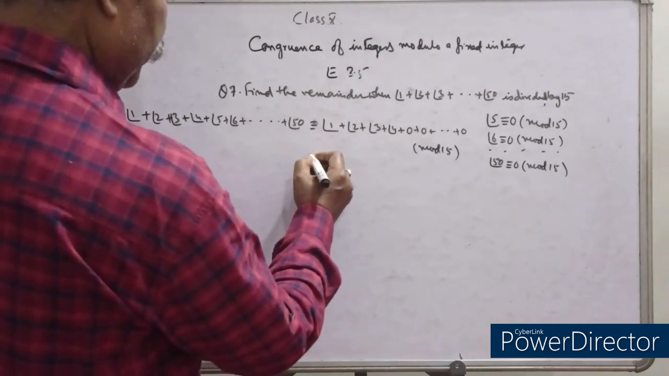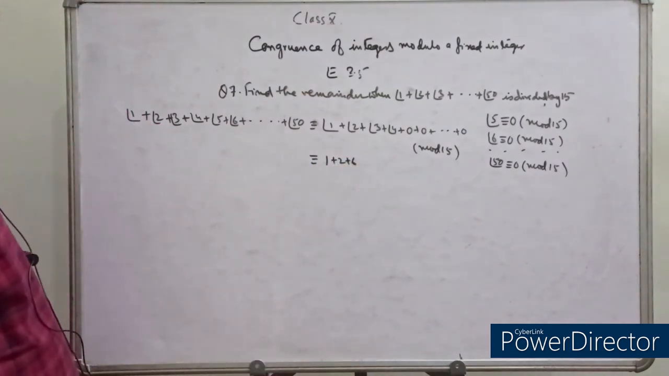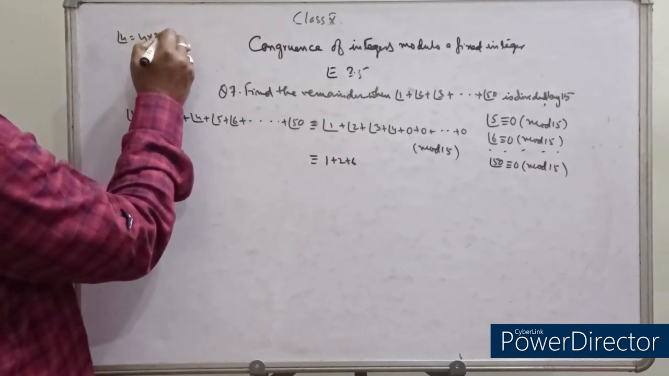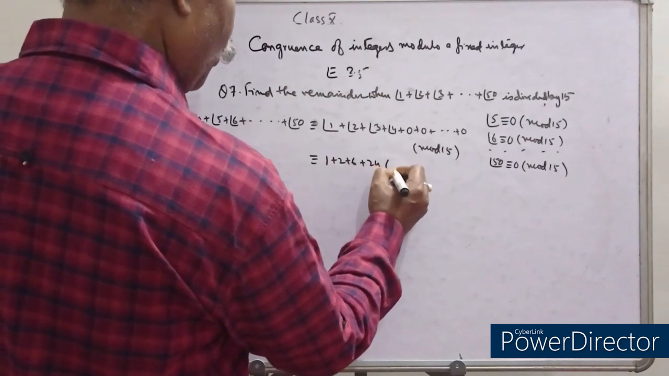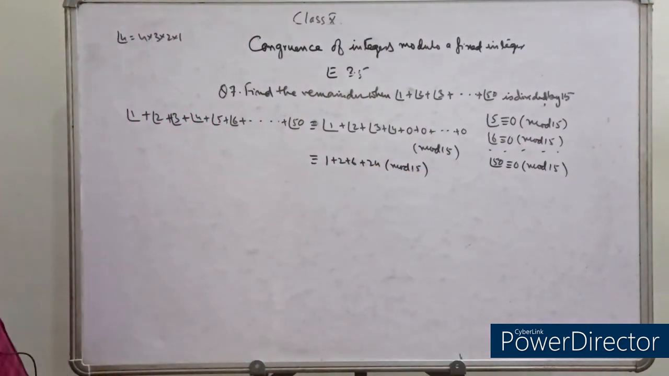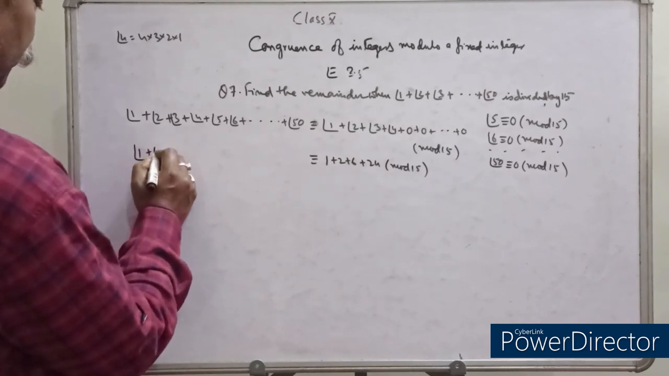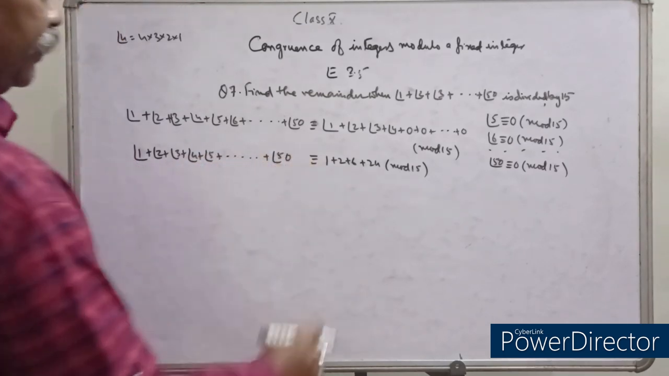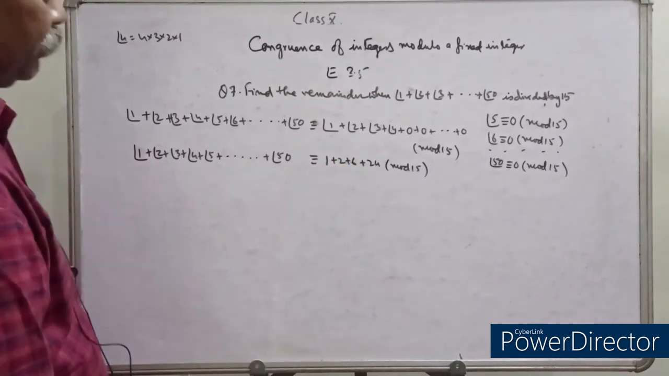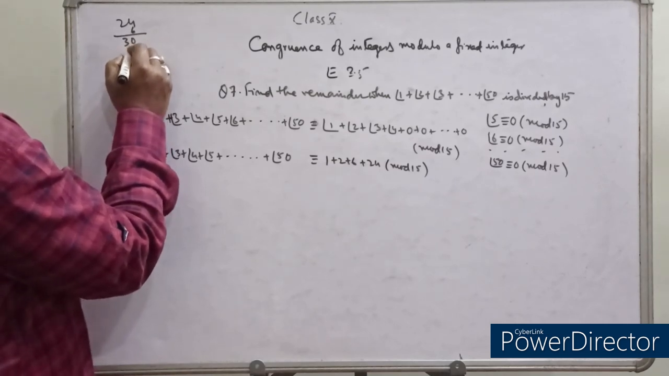Now I find out the values: 1 factorial is 1, 2 factorial is 2, 3 factorial is 6, and 4 factorial is 4 into 3 into 2 into 1, which is 12 into 2, 24. So 1 factorial plus 2 factorial plus 3 factorial plus 4 factorial plus 5 factorial plus dot dot dot plus 50 factorial is congruent to this mod 15. The value comes out to be 24 plus 6, 30, plus 3, 33.